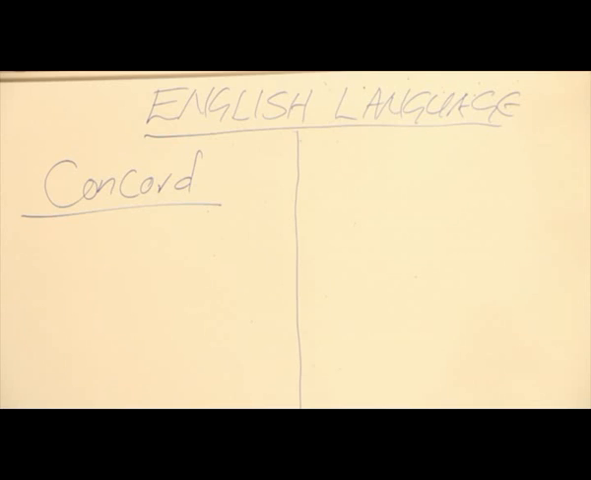We are looking at Concord. Concord in English is otherwise known as agreement. And now, agreement between what? It's agreement between subject and verb. At other times, we can also have such a concept as agreement between a pronoun and its antecedent. But here we are looking at concord in the area of subject and verb.